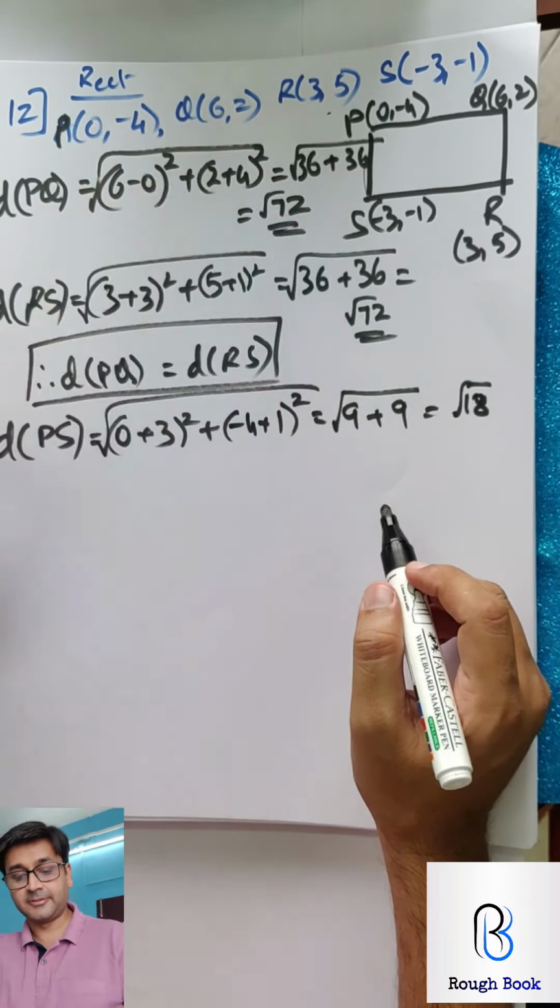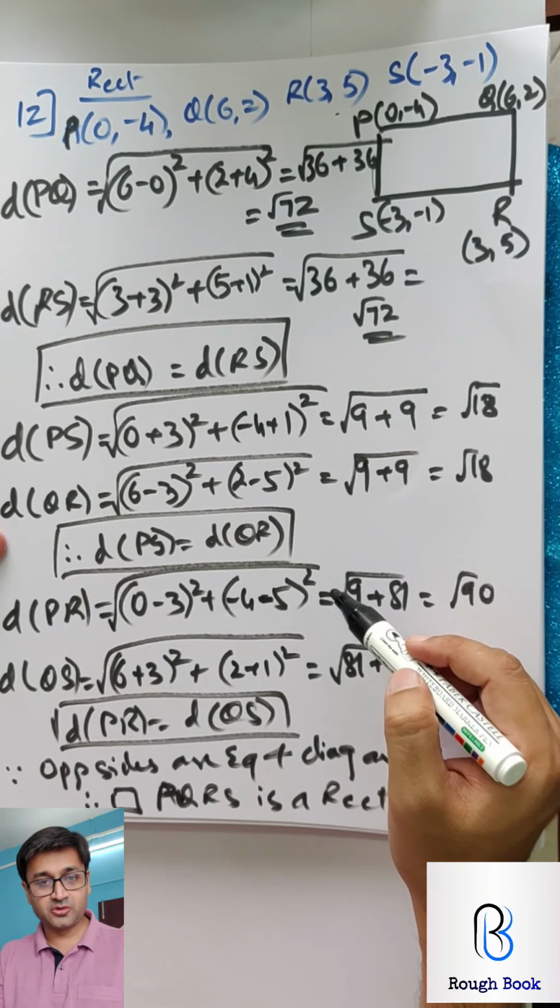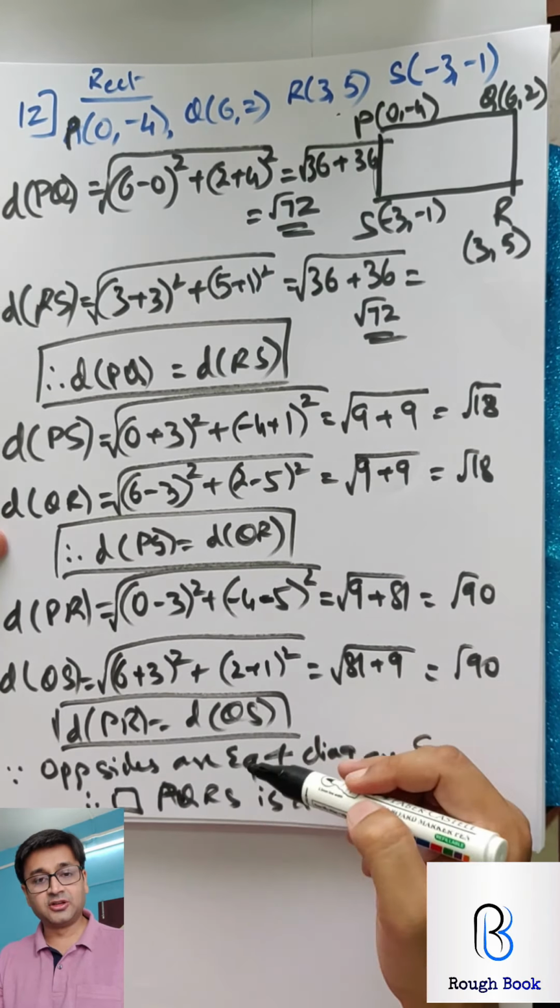Same thing you'll have to do for a square. If they ask you to prove it as a square, all 4 sides will be equal in that case and diagonals will be equal. Are you getting it? So now square, rectangle, all this should not be a problem for you.